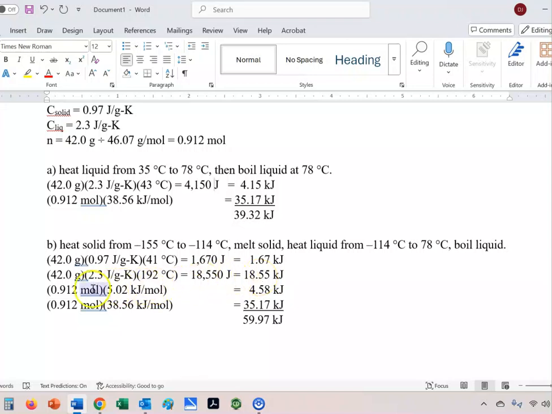I then am doing my phase changes. 0.912 moles times 5.02 kilojoules per mole, which is the heat of fusion, gives me 4.58 kilojoules. 0.912 moles times 38.56, which is the heat of vaporization, gives me 35.17 kilojoules. When I add those up, I get 59.97. In the back of the book, your textbook rounds that to 60 kilojoules.